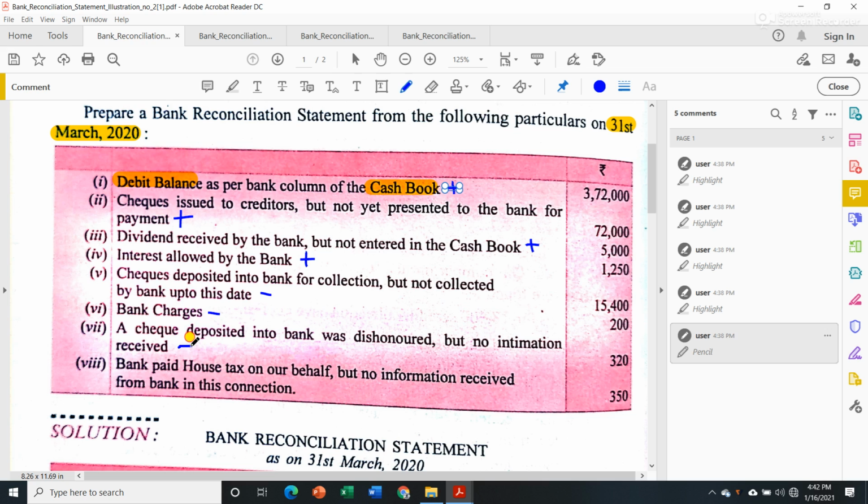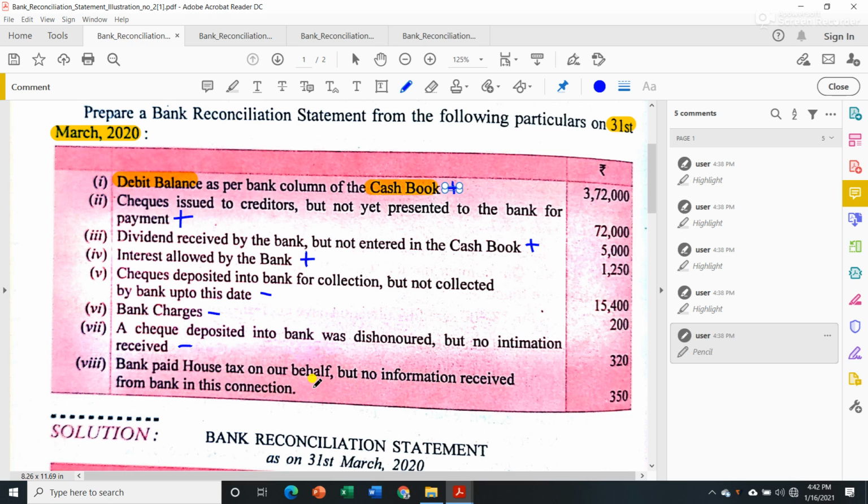So this will come in the negative side. Okay, then next is bank paid house tax on our behalf. That means the bank already paid house tax, but they haven't informed us that 350 rupees was paid as house tax from our account. In that case, our passbook will show that payment of 350 was made, but the cash book will not show that.